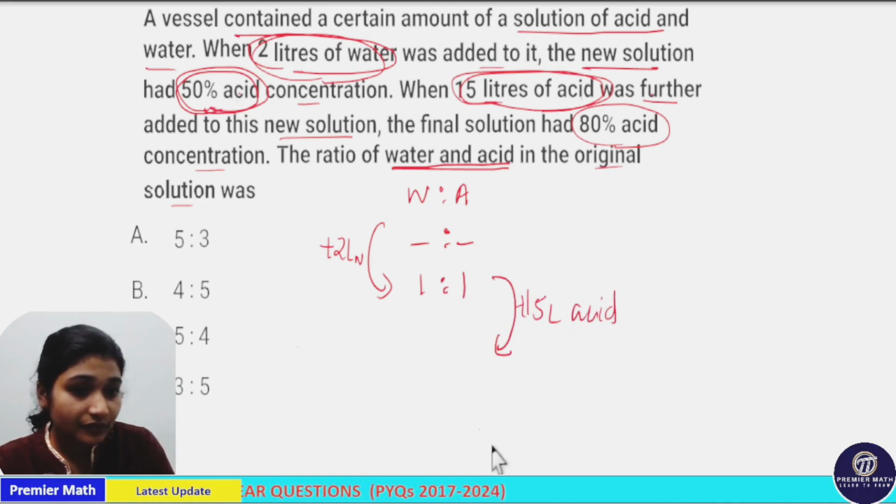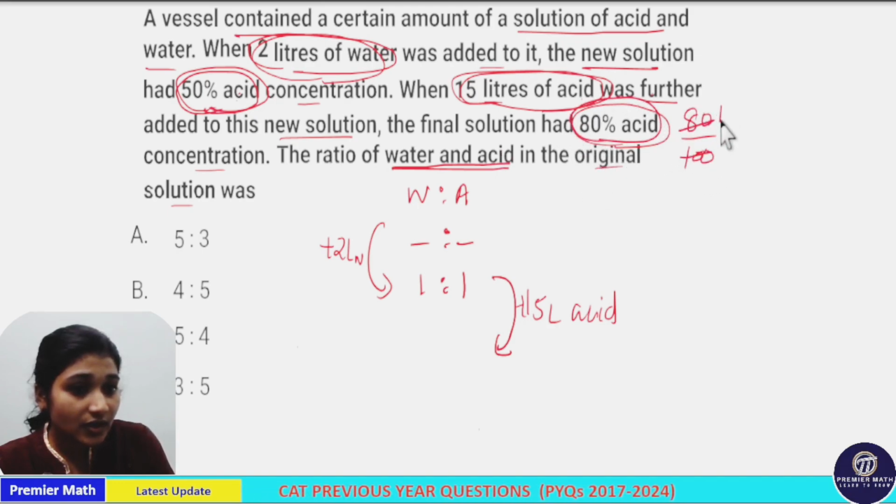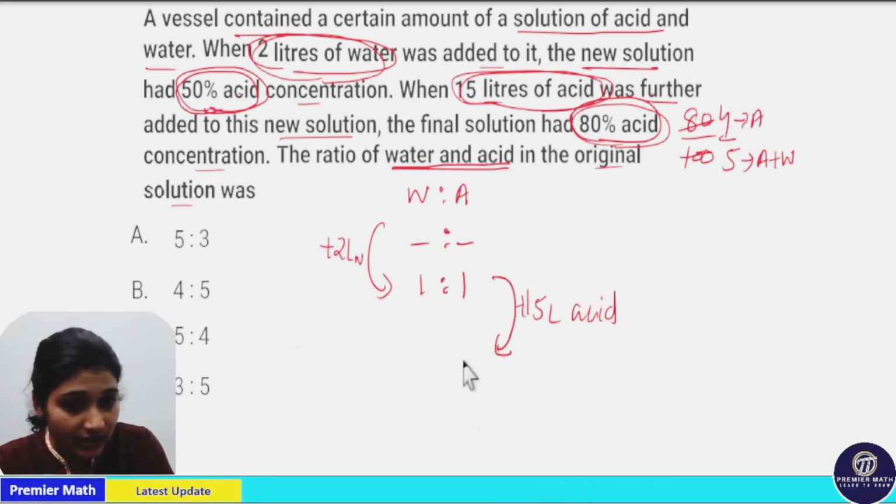Then the solution became 80 percent acidic. 80 percent means 80 by 100, that is a 4 by 5 ratio. So 4 parts acid out of a total of 5 parts solution. Solution means acid plus water. 80 percent acidic means 4 parts is the acid component out of 5 parts solution. So when 15 liters of acid is added, acid became 4 parts and water became 1 part.